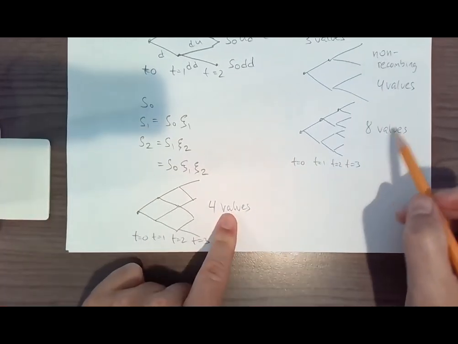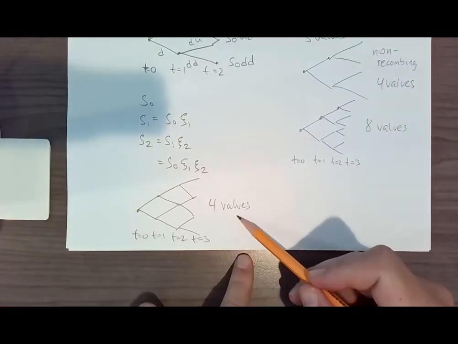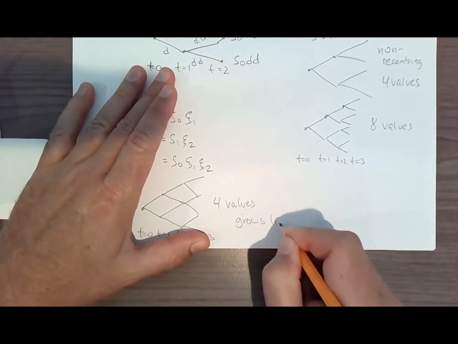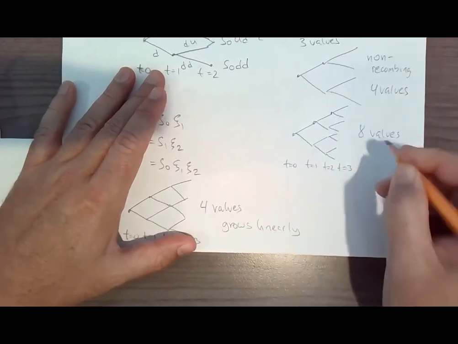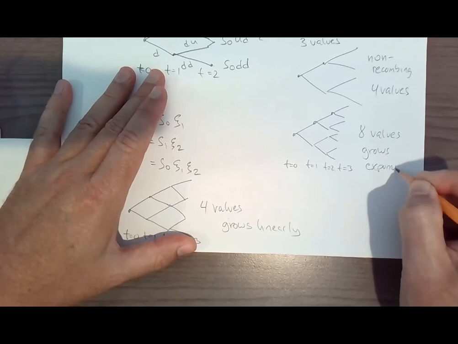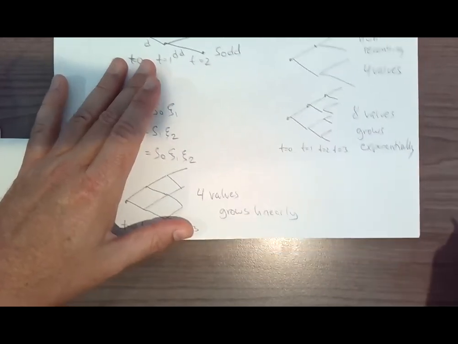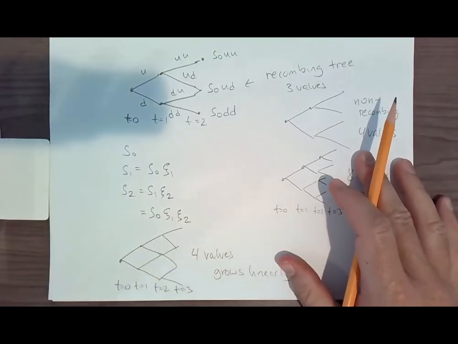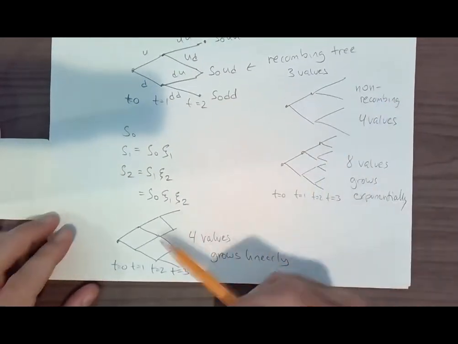So one of them grows much faster. This one here grows linearly. This one here grows exponentially. And the version of the binomial model that we're looking at is going to be the one that recombines.